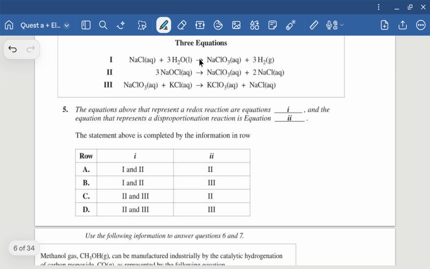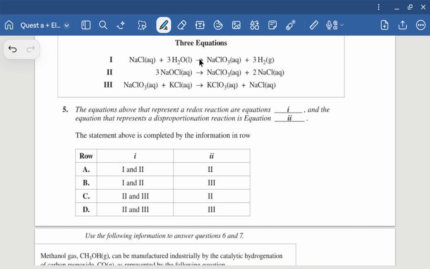Question number 5. I know I'm going pretty quick here, but if there's any question you want me to do over, just leave me a comment and I can explain it further. This next one is asking which equations represent redox equations and which one would represent disproportionation.